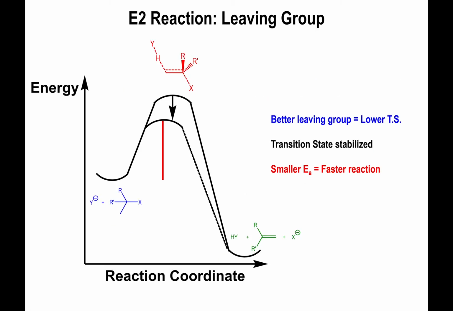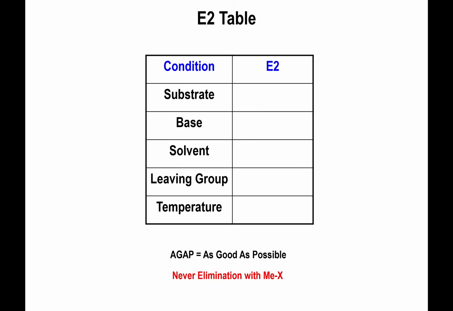Okay, finally, much like your substitution reactions, you want the leaving group to be good. If the leaving group is not good, it's going to be difficult for you to carry out the reaction. And having a good leaving group means that you are lowering the transition state altogether, because it's easier to break this bond. So you're facilitating this process at the transition state, and in doing so, you're lowering the activation energy itself. So yeah, make sure that you have a good leaving group.